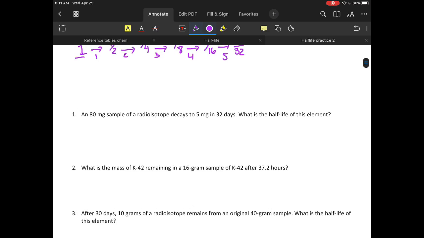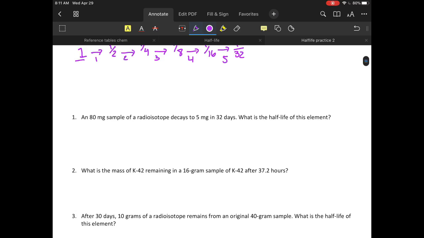Okay, and don't forget we said that our useful equation is the total time that has passed over the half-life of the substance is equal to the number of half-lives that have passed. And of course, we can put that over 1 if we need to cross-multiply. All right, let's get this party started.